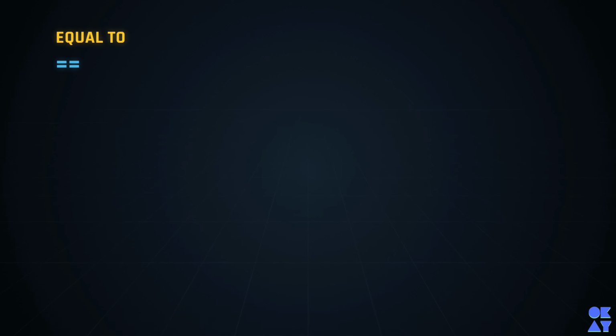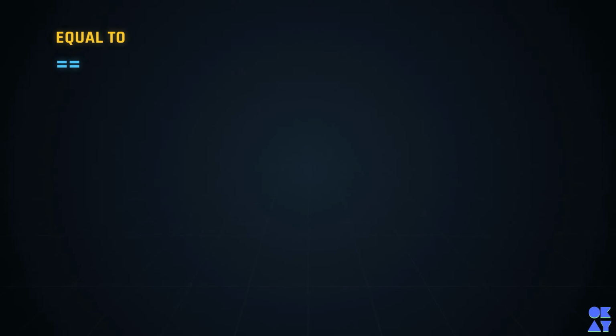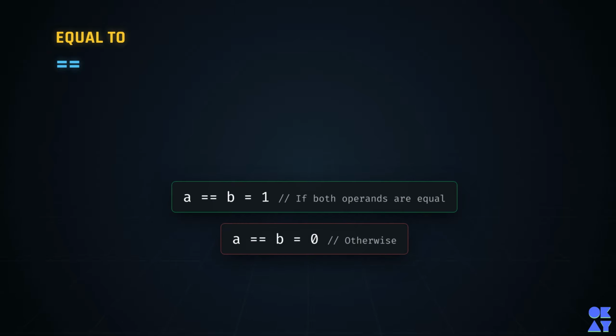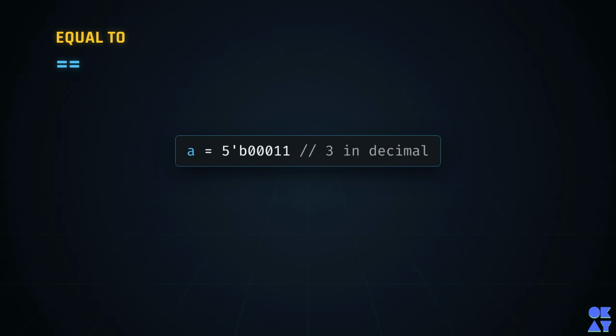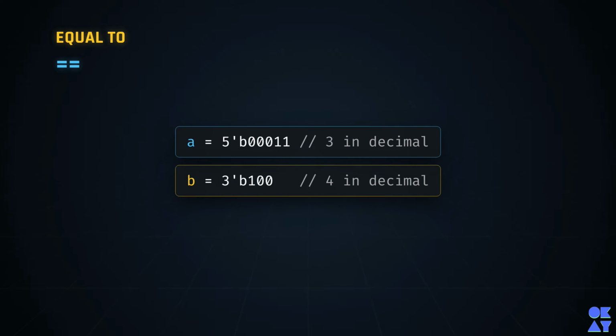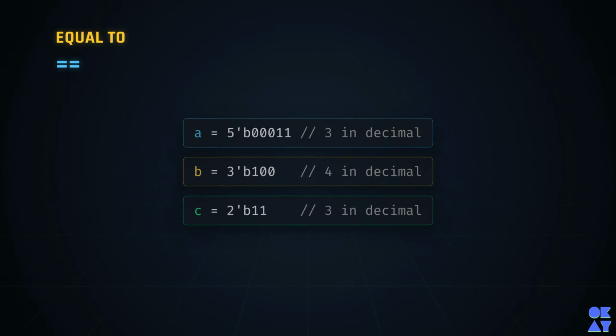Equal to. Symbol is double equals. This checks whether two operands are equal or not. If both operands are equal, it returns 1. Otherwise, it returns 0. Let's take an example. A equals 5'b00011, 3 in decimal. B equals 3'b100, 4 in decimal. C equals 2'b11, 3 in decimal.